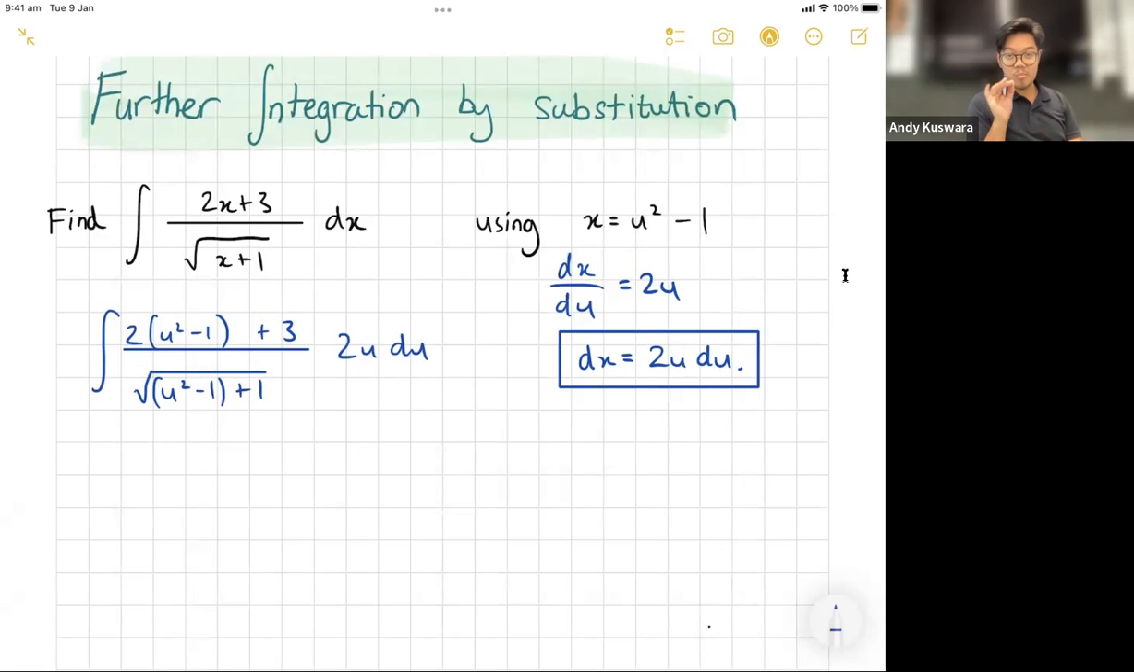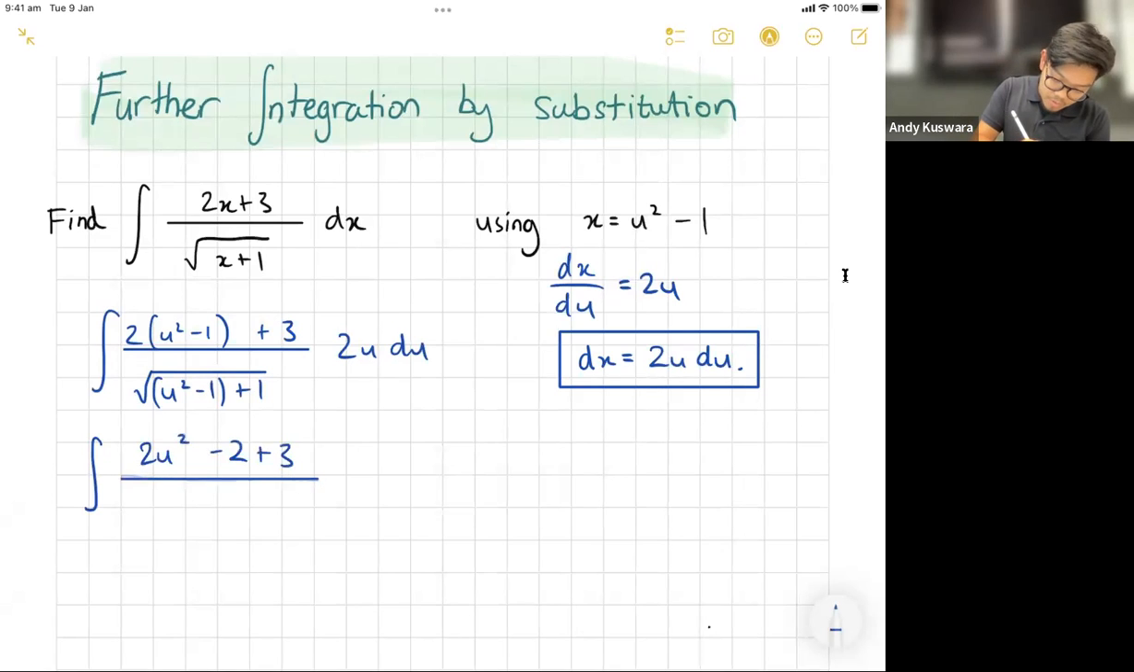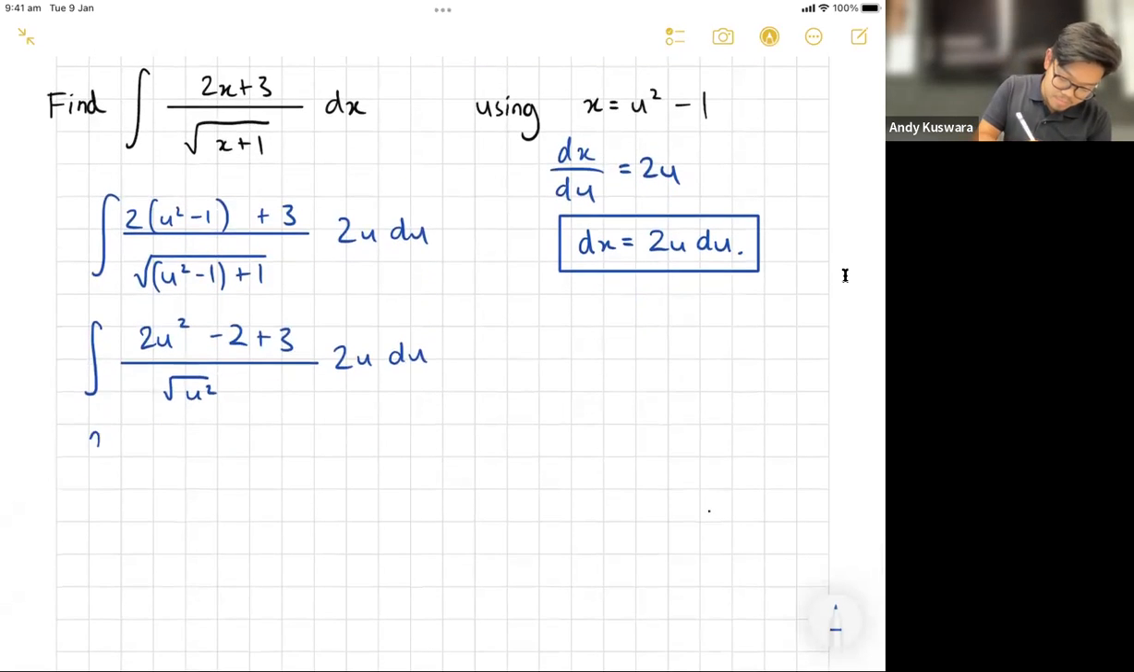Hopefully that's making sense. Pause it there if you need to, and double check and look over it and make sure you got it. Okay, all I've done is I've replaced and substituted what I know as x with a u. That means dx as well. So now all I need to do is clean this up a little bit. That leaves me with 2u squared, take away 2 plus 3, all over u squared minus 1 plus 1 is just the square root of u squared, 2u du. Now this is starting to look a little bit nicer.